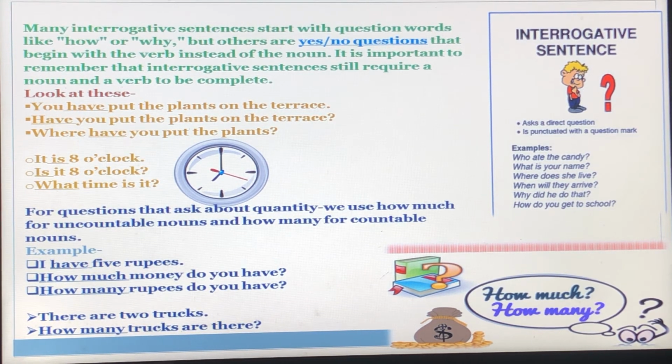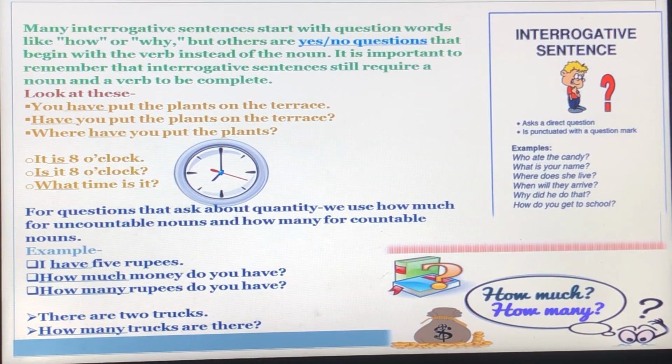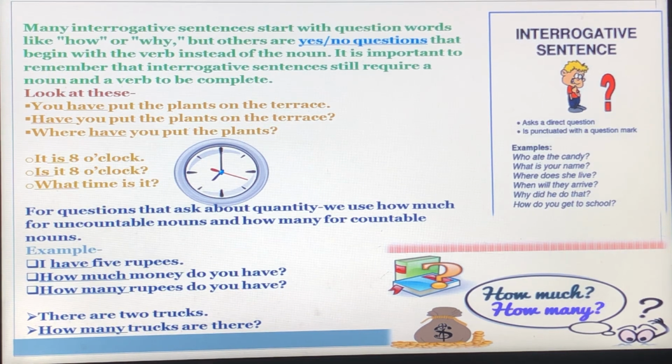For questions that ask about quantity, we use how much for uncountable nouns and how many for countable nouns. I have 5 rupees. How much money do you have? How many rupees do you have? So we use how many or how much for asking the quantity. There are 2 trucks. How many trucks are there? So in this way we can use how much or how many for quantity.